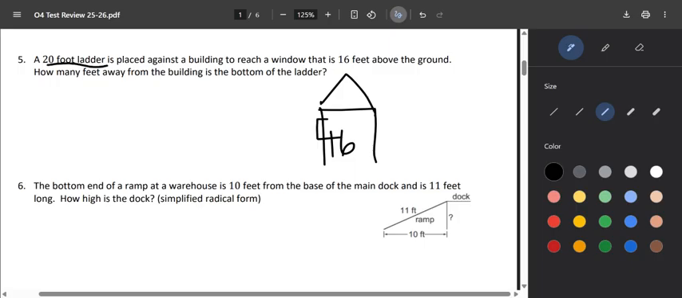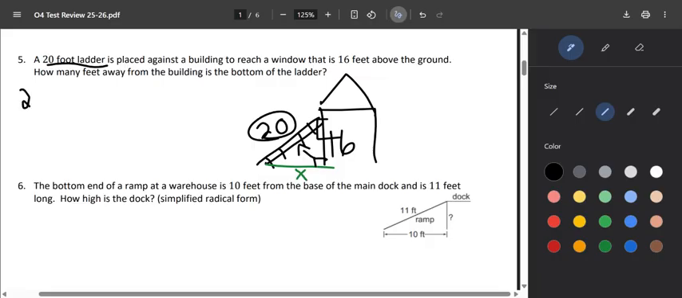It's a 20-foot ladder. So the ladder is the thing that's leaning, right? This is my ladder. It's leaning. This is 20 feet. We want to know how many feet away from the building is the bottom of the ladder. So that's this ground part here, right? That's like where that grass is. I'm going to call that X. And we're always going to assume that buildings are built at 90 degrees. So across from our 90 degrees is 20.